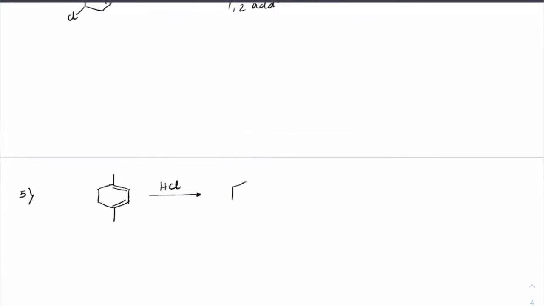I'm going for the products which will have resonance stabilization, which means first H will get added up here, carbocation will form here, and we'll get this double bond. So second degree allyl. And another product which you can expect is the resonance stabilization of it, which will put the double bond here with carbocation formation here.